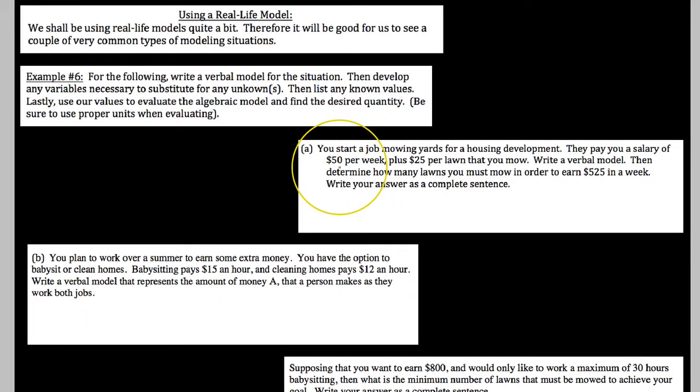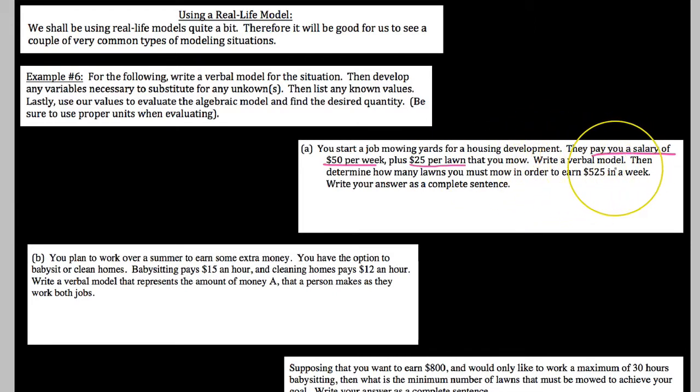It says we start a job mowing yards for a housing development. Okay, it says they pay us a salary of $50 per week plus $25 for every lawn that you mow. Okay, it says write a verbal model to represent how much money you make as you mow lawns. Then determine how many lawns we want to mow in order to earn $525 a week. So first things first, it says we make a base salary. So they pay us a salary of $50 per week plus $25 per lawn that we mow.